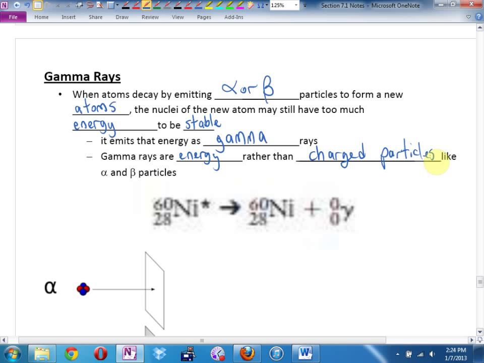Sorry, the equation's really blurry, but what was your original mass? 60. What's your new mass if you give off a gamma particle? Still 60. What was your original atomic number? How many protons? Sarah, 28. What's your new number of protons? 28. Why? You've just given off some energy.